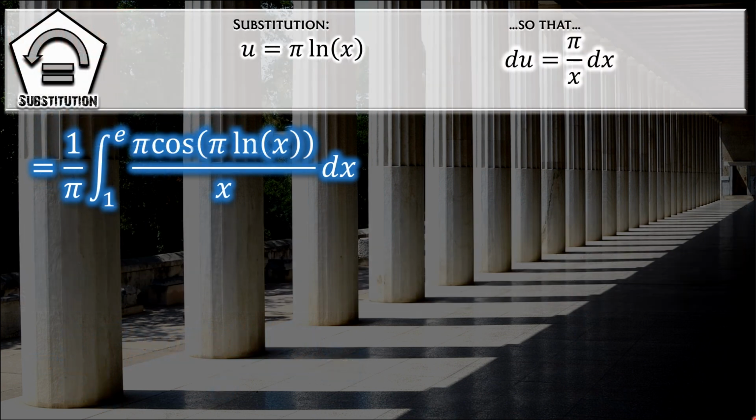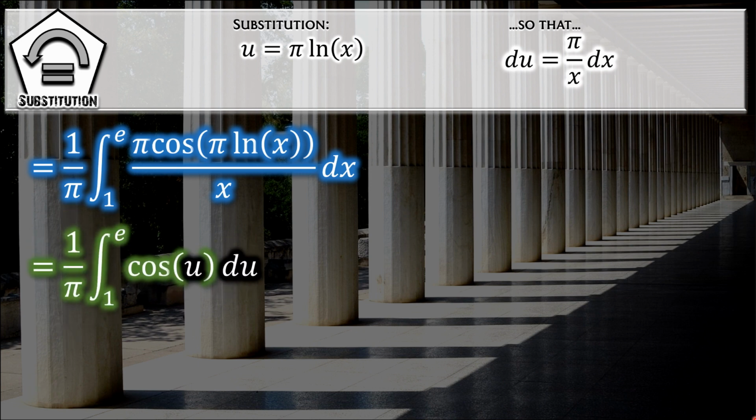But now when I want to actually plug that u in, you'd love to just write 1 over pi times the integral of 1 to e of cosine of u du, but that's actually not true. And the reason it's not true is because these limits, the 1 and the e, those were values of x. But now we got rid of x and we've placed u. And so this is suggesting that u is going from 1 to e because I'm integrating with respect to u, and that's just not true.